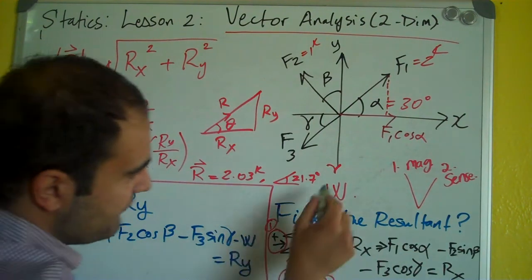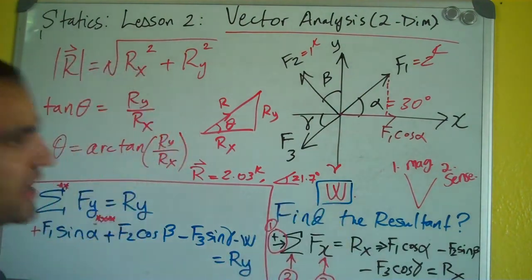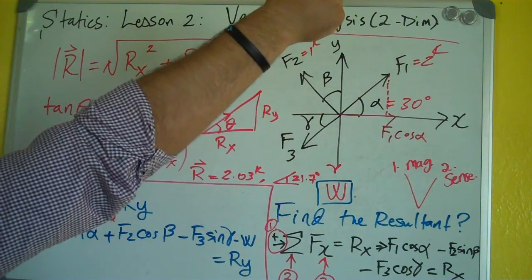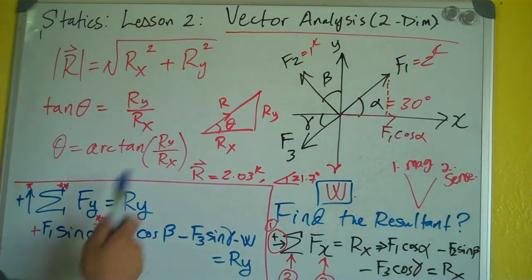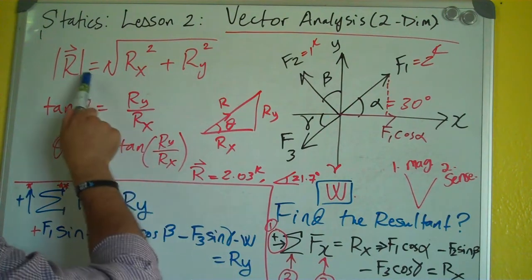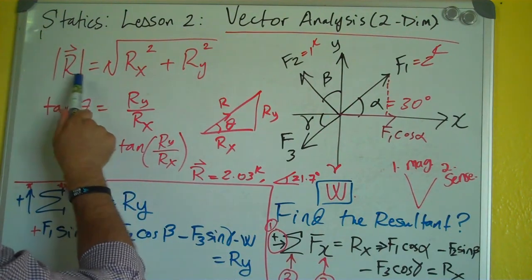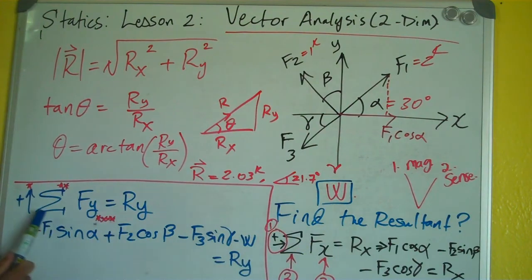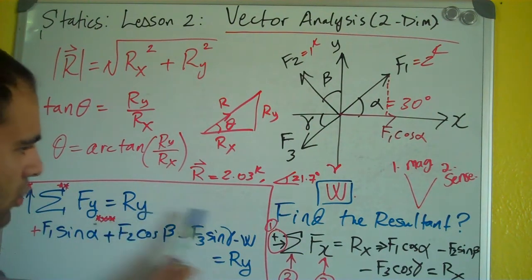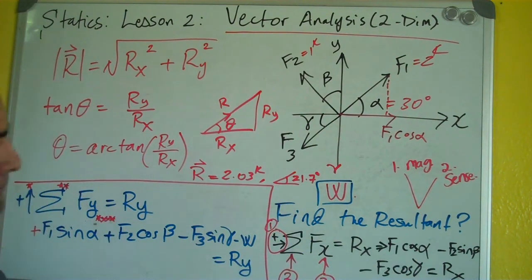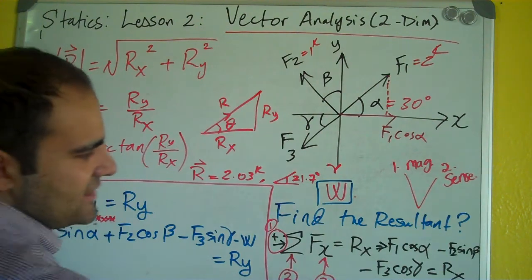Don't forget that we have W. Pretend that's your weight. You're holding something in your hand like this. Then, physics 1, I need the resultant. So sum of the forces in the X, sum of the forces in the Y. I've got Ry, Rx. And I know many of you will ask me, what is the answer?